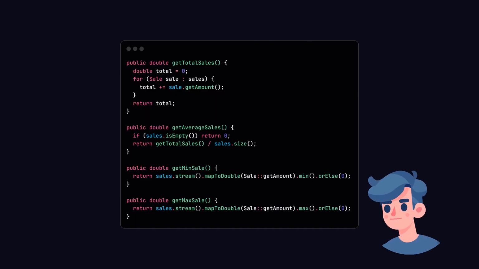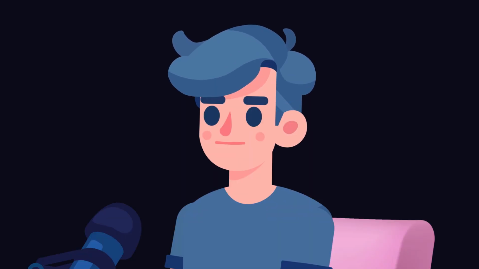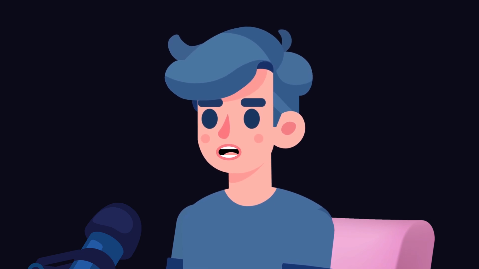Now let's implement methods to calculate the total sales, average sales, minimum sale, and maximum sale. We will create methods named getTotalSales, getAverageSales, getMinSale, and getMaxSale. The getTotalSales method accumulates the amounts of all sales to find the total. The getAverageSales uses the total from getTotalSales divided by the number of sales.